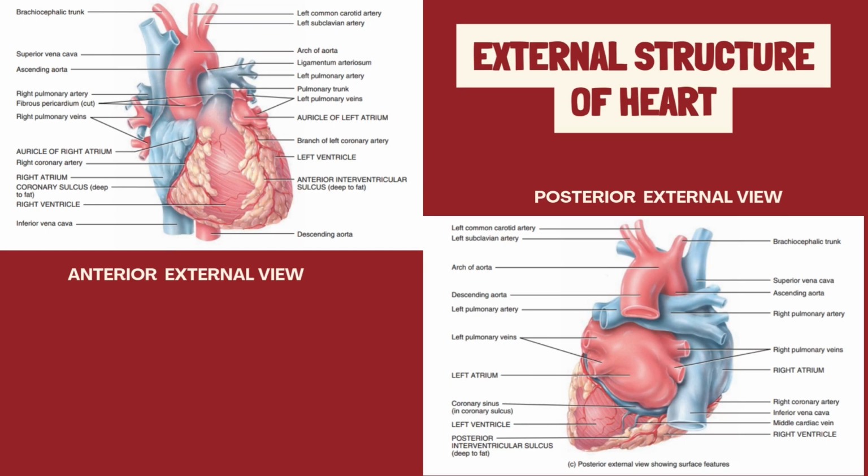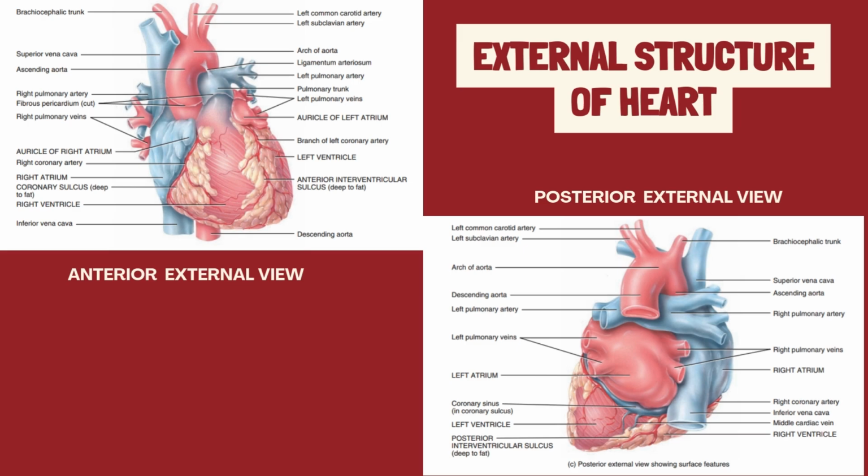From the anterior view, the front surface of the heart faces the chest wall. At the top, the pulmonary trunk, superior vena cava, and ascending aorta serve as major vessels. Moving downward, the right pulmonary artery and right pulmonary veins are visible, carrying deoxygenated and oxygenated blood. Below them lies the right atrium, marked by the auricle, and the right ventricle, separated by the coronary sulcus and the anterior interventricular sulcus. At the base, the inferior vena cava collects blood returning from the lower body.